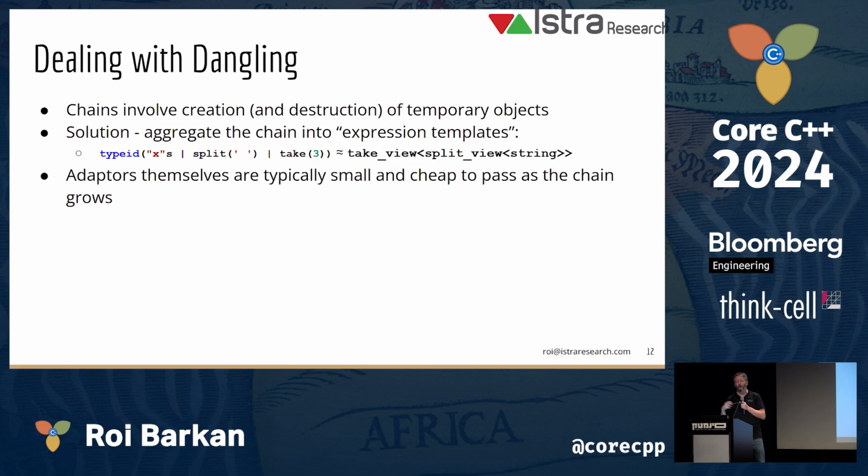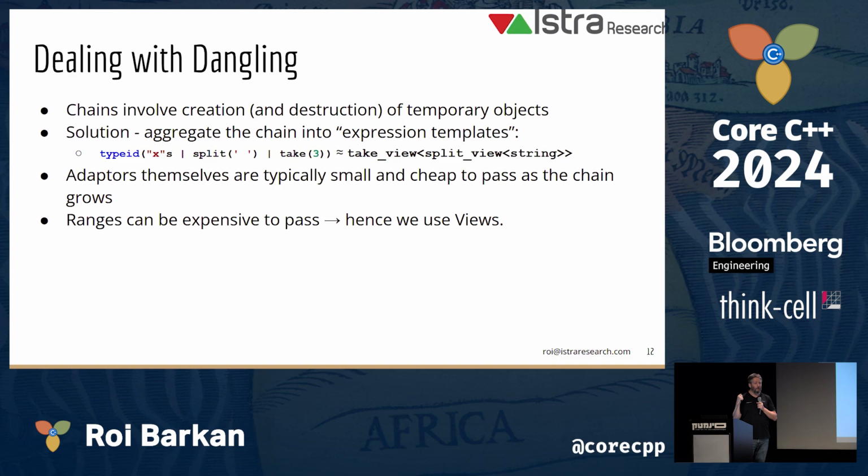The adapters themselves, each of them, are typically very, very small and cheap. So taking an adapter and passing it from one temporary to another and building these compositions out of it is very cheap. We don't really care that the creation might be complicated. But the range at the start of the chain can sometimes be expensive, and that's why we coined the term view. A view is something that we know is not expensive, and that's why we want all these chains to start off with views and not with ranges. So we don't feel any pain if multiple temporaries containing those objects get created.